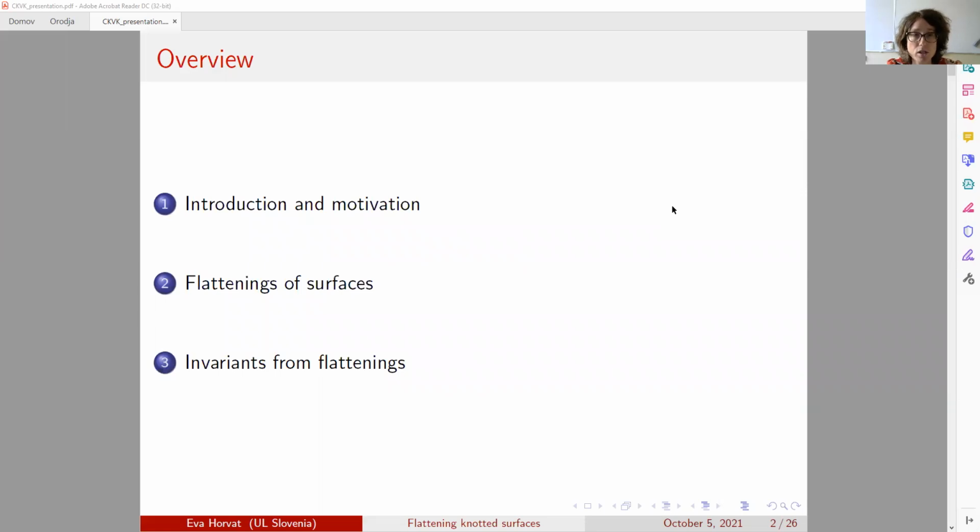So first I'll say something about the introductory motivation for this work and for the background that comes from classical knot theory. Then I will present the flattenings of surfaces and the invariants that come from those.